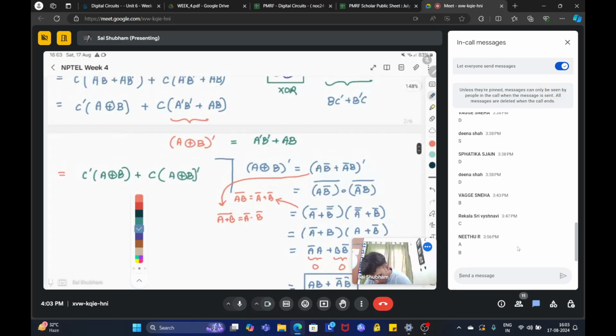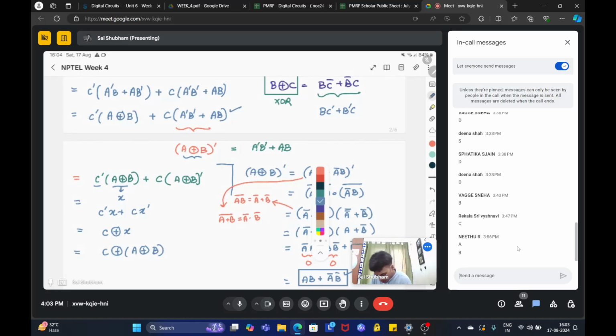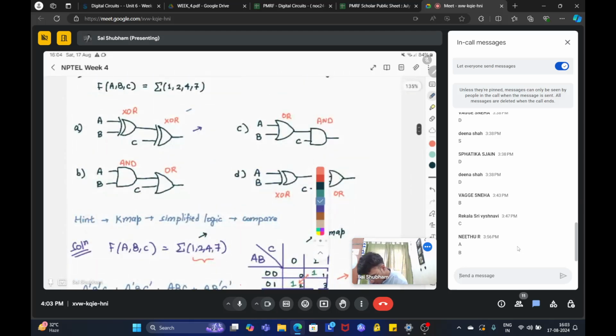so this means that if you look at this expression, this is same as this, which means this is A or B complement. Okay. So we can write them as C bar (A or B) plus C (A or B whole bar), which is equal to, if you keep this signal as x, C bar x plus C x bar, which can be written as C XOR x, which is equal to C XOR A XOR B. Fine. So this is the answer. So option A is the answer.